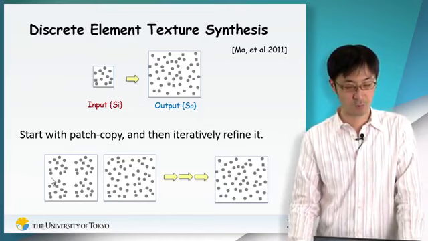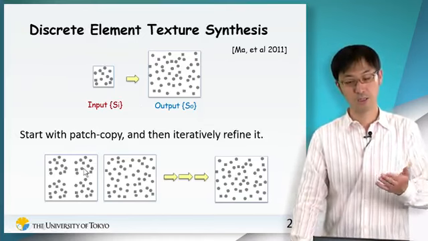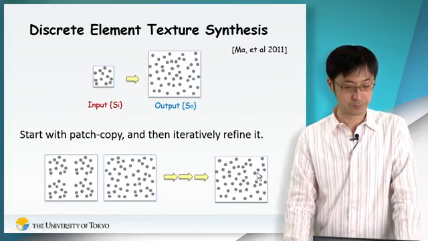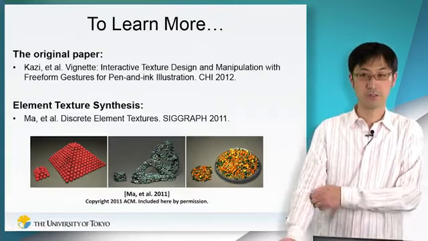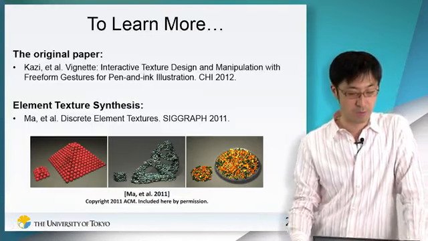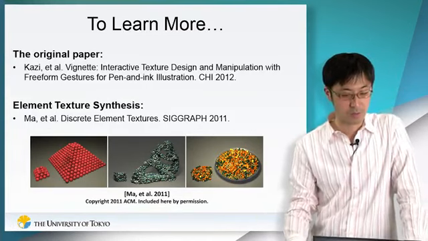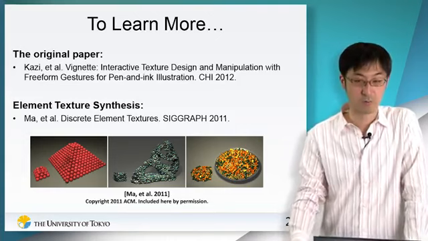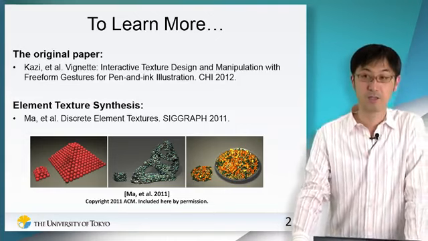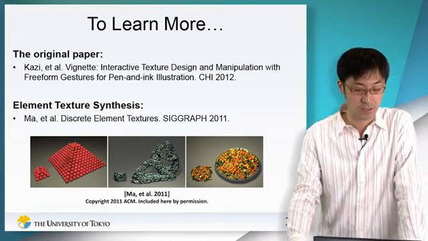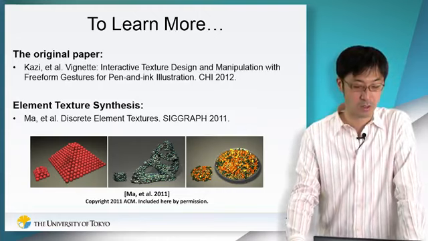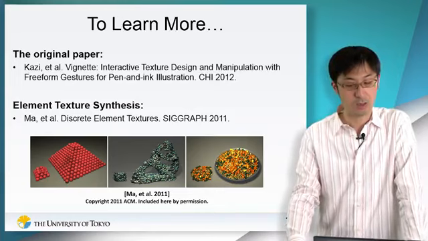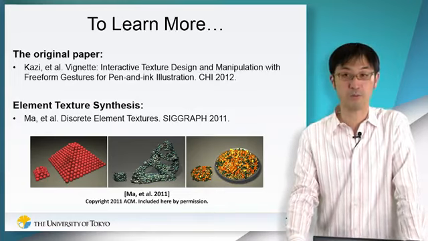Starting from simple multi-copies, you get seamless patches. Okay, so that's a brief description of the system called Vignette. The original paper was published as Interactive Texture Design and Manipulation with Free-form Gestures for Pen-and-Ink Illustration. The technique we used is called discrete element texture synthesis, and it was introduced at SIGGRAPH in 2011. Thank you.